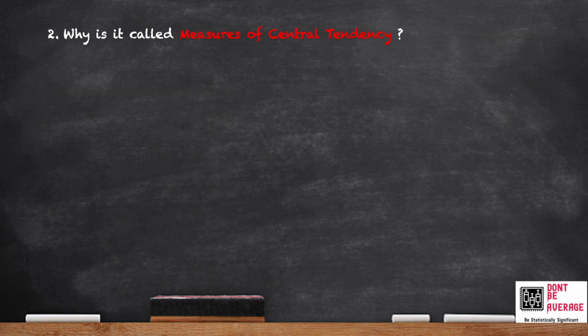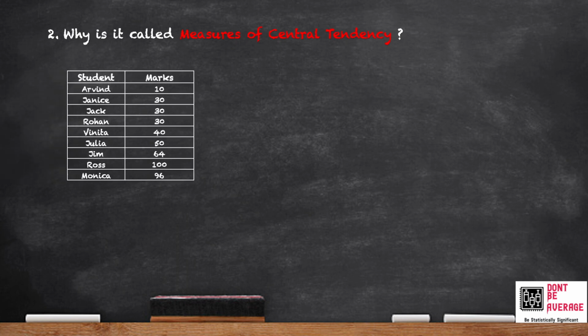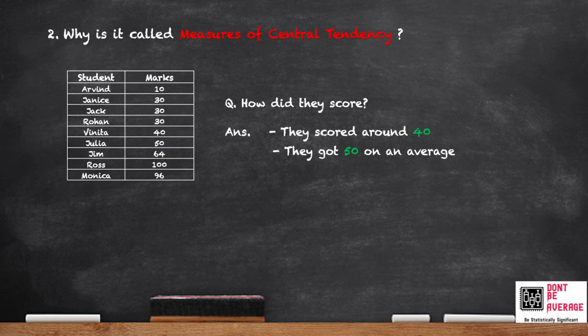Now let's see why mean, median, and mode are measures of central tendency. Let's say there are 10 students in a class and these are their scores in an exam. Someone who hasn't seen these numbers asks you, how did they score? Now without talking about each student's score, you will have to give an idea about their performance in that exam. What will you say? You can say they scored around 40. Or you can say they got 50 on an average. Or you can say most of them got 30.